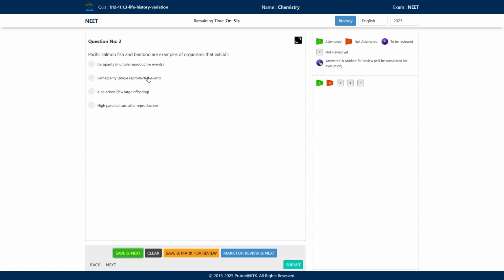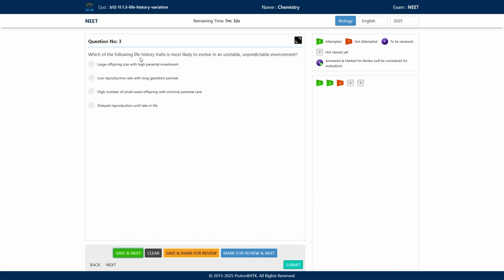Okay, the correct answer is option number B, semelparity. So Pacific salmon, fish, and bamboo are examples of organisms that exhibit semelparity, means they breed only once, but they produce large quantity of the offspring. Okay, and then they die. They breed only once.